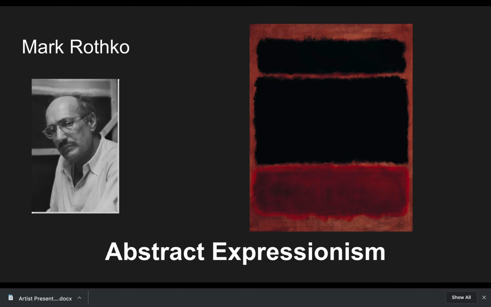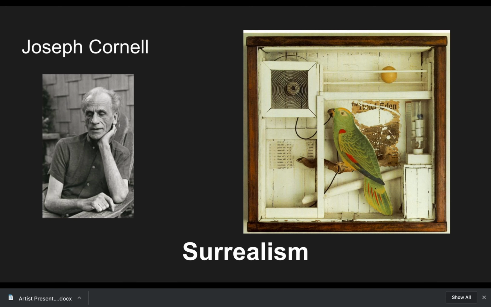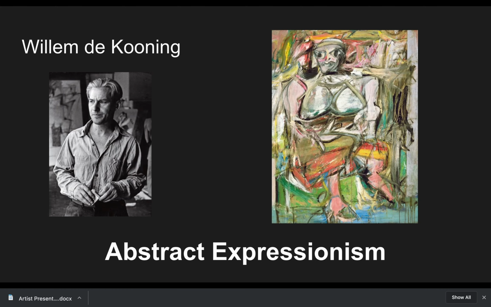You have Mark Rothko, an abstract expressionist who worked with large scales of color to create his messages. Joseph Cornell, a surrealism artist who uses found objects that he puts together in these boxes to create small stories or puns for you to work out. Willem de Kooning, an abstract expressionist who used harsh brushstrokes and very gestural abstraction, so reducing of the form to symbols, to create his messages.